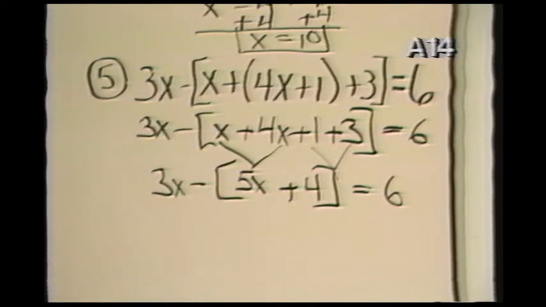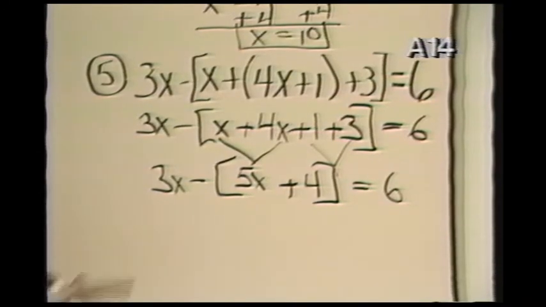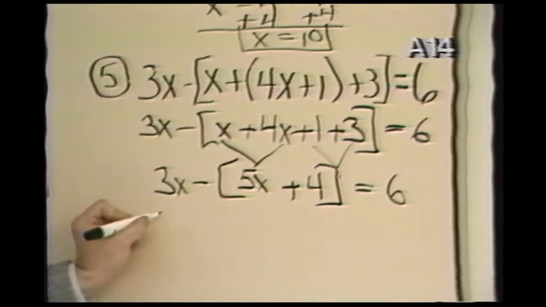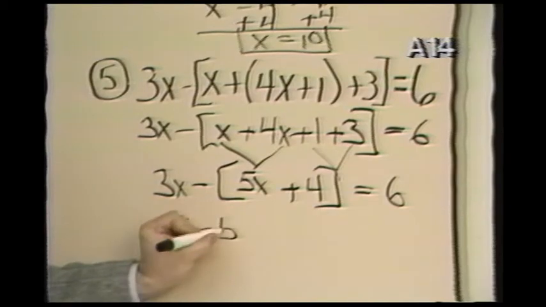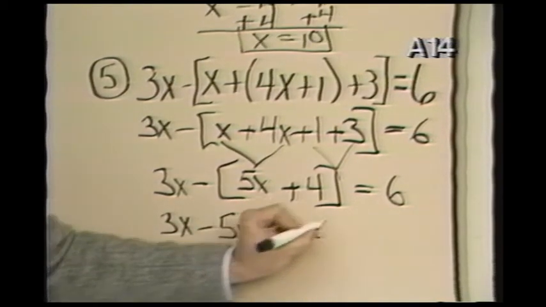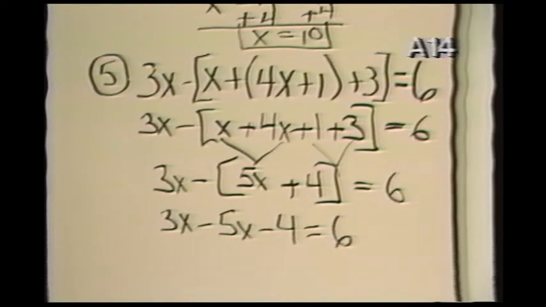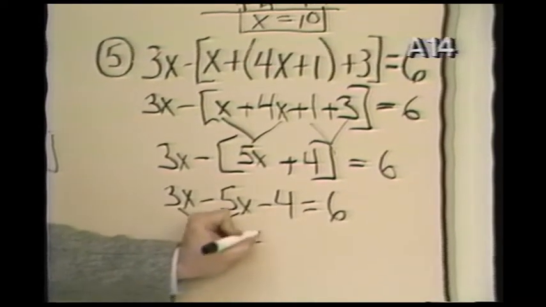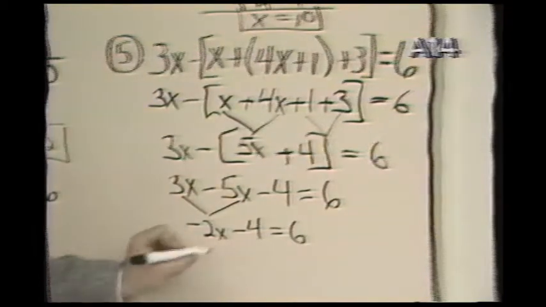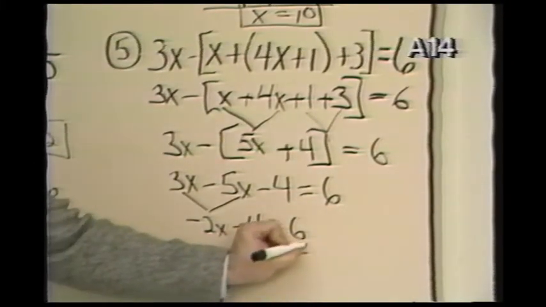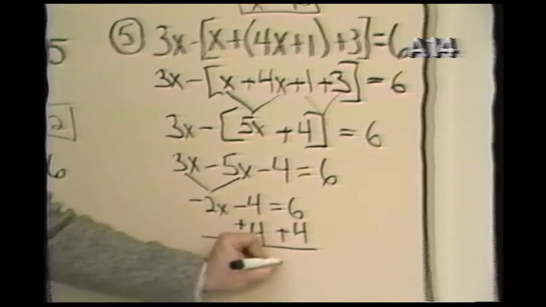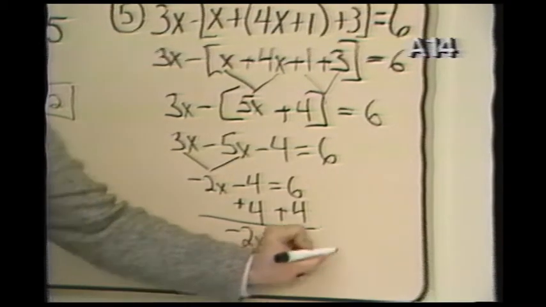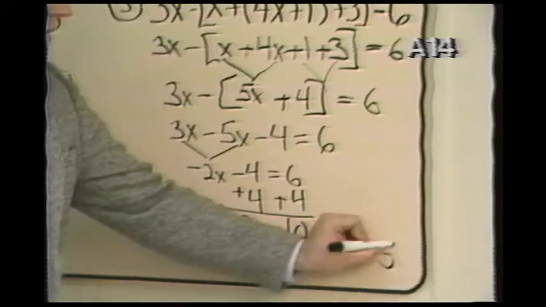And we can't forget the beginning of the expression. So now we're going to take this minus sign and distribute it through the entire expression 5x plus 4. We'll get 3x minus 5x minus 4 equals 6. And again, we combine like terms. We're going to get minus 2x minus 4 equals 6. Adding 4 to each side, we're going to get minus 2x equals 10. Dividing each side by minus 2, we will get x equal to minus 5.